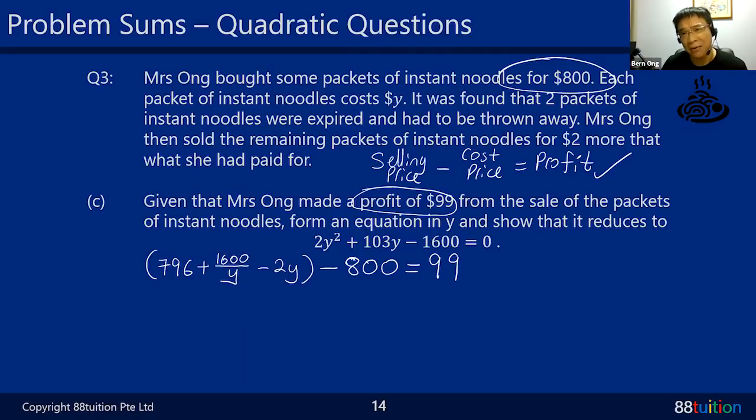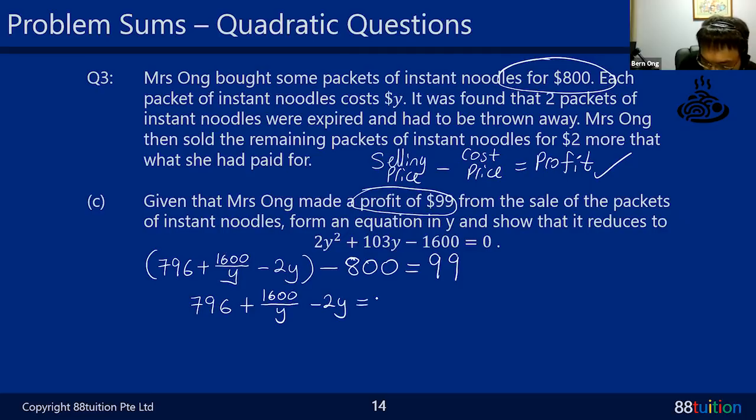This minus 800, can I bring it to my 99 there? Yes, do it, it looks nicer. So 796 plus 1600 over Y minus 2Y. Then you purposely bring the 800 across: 99 plus 800. You can simplify a little bit. Let's do it. So 796 plus 1600 over Y minus 2Y is equal to 899.